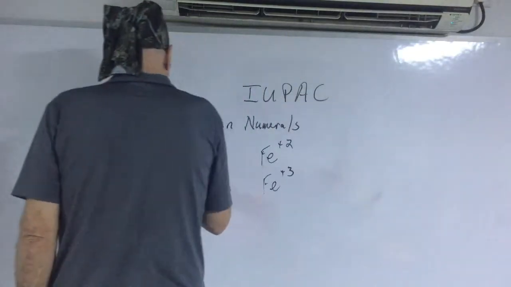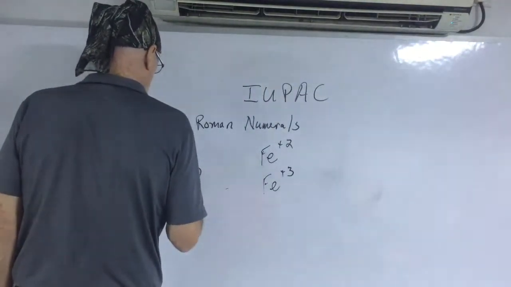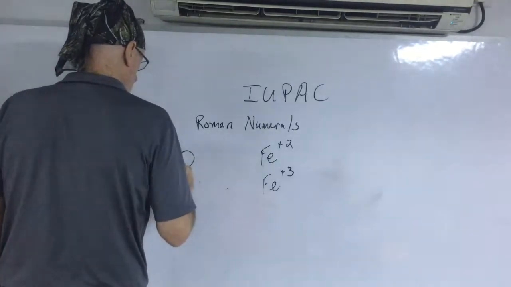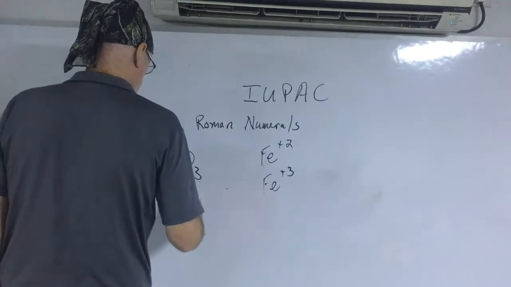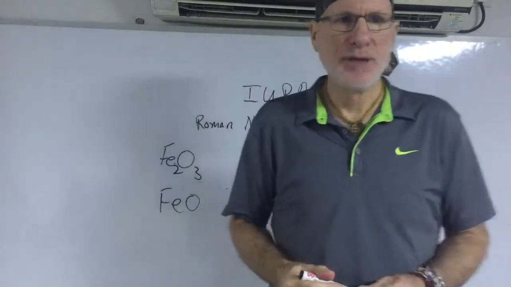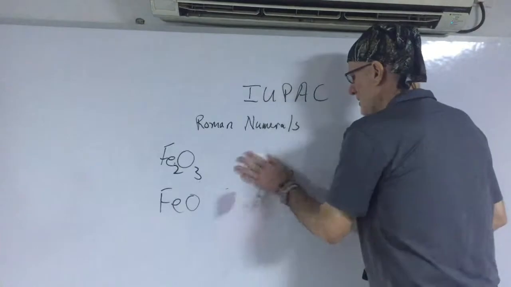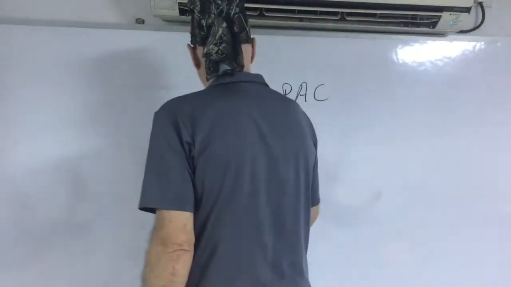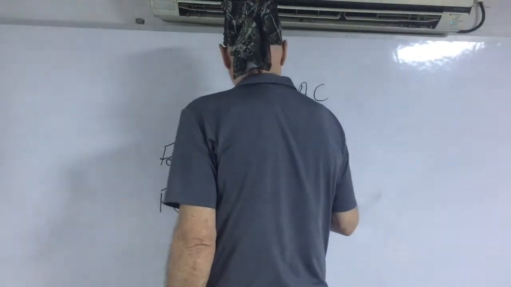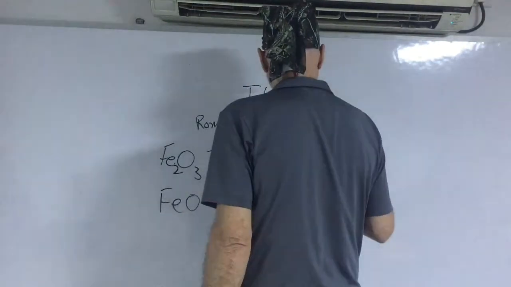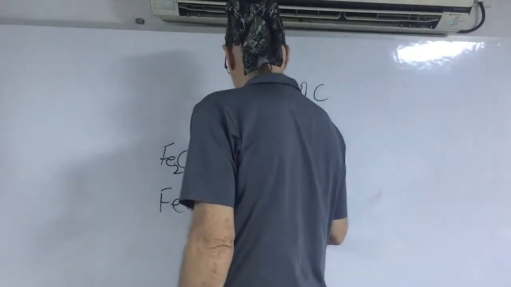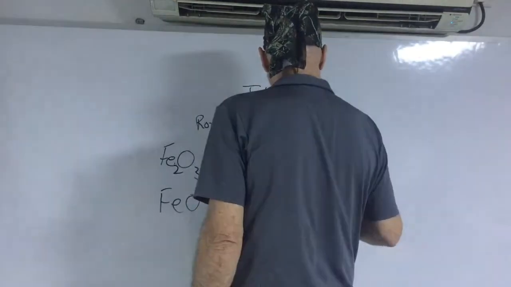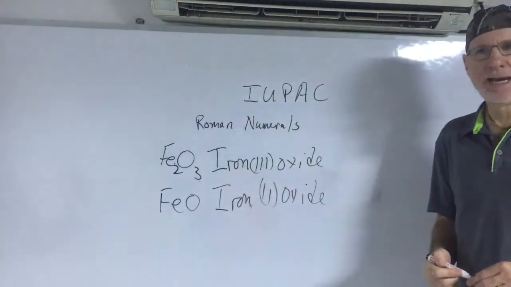So if I have these two compounds, you have to name them. If you name them iron oxide, you're completely wrong. It's iron 3 oxide. Iron 2 oxide. Yes? Get it?